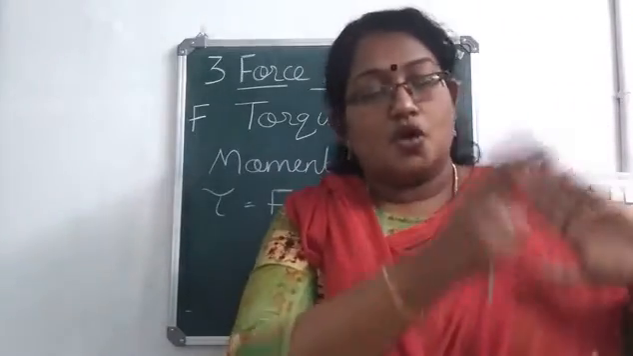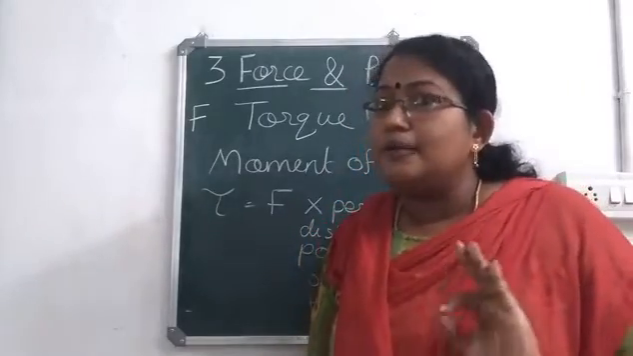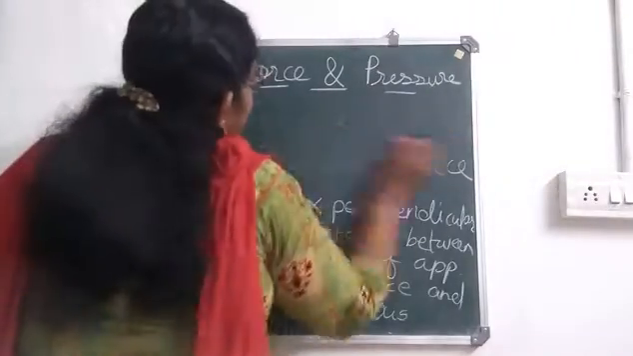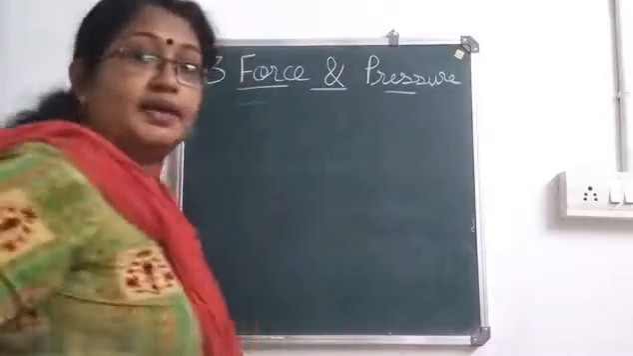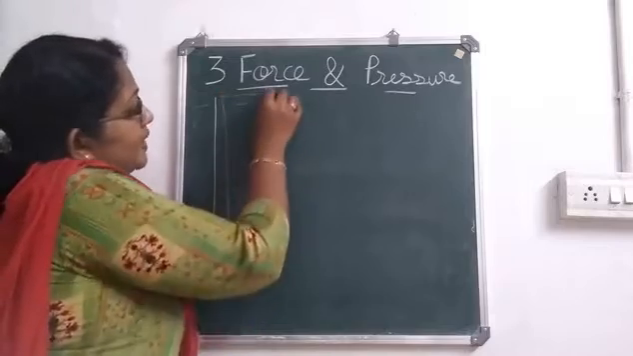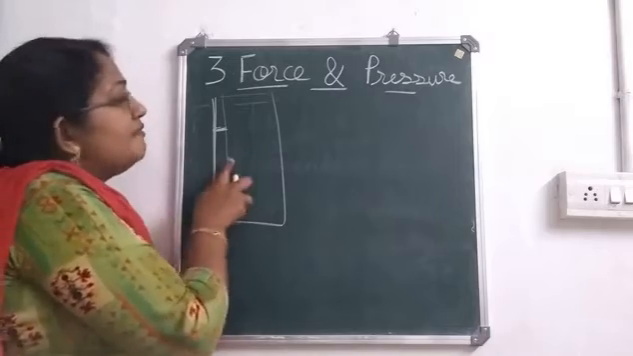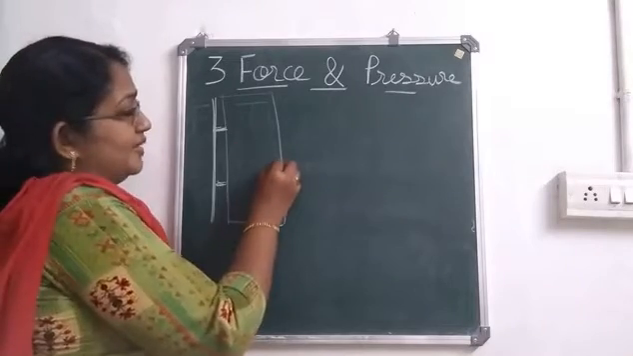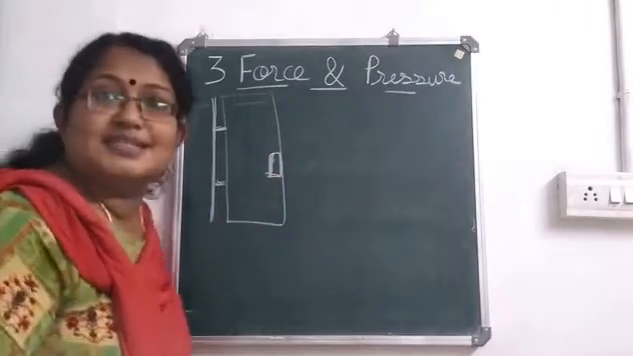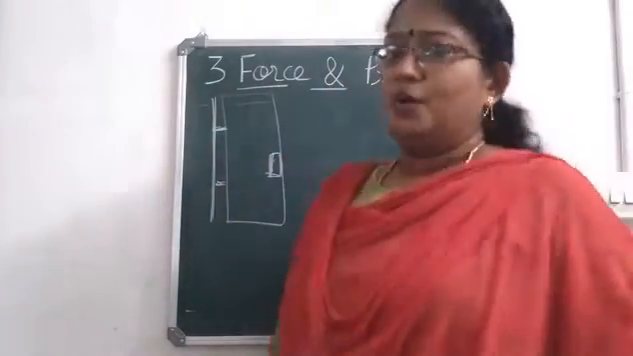There the door will be fixed, isn't it? So in all the doors, the handle will be placed at a maximum distance from the hinges. Let this be the axis of rotation, and here we have fixed the door. Let this be our door. It's fixed on this. Where are we keeping the handle? Is it here or here? The handle will always be placed at a maximum distance from the hinges. Can you tell me what is the reason there?